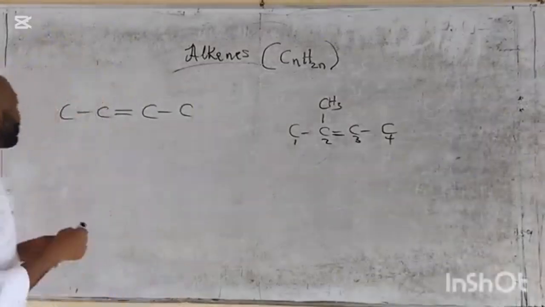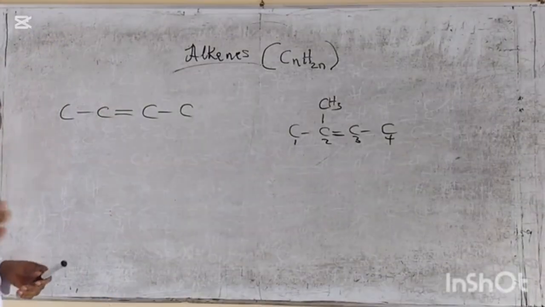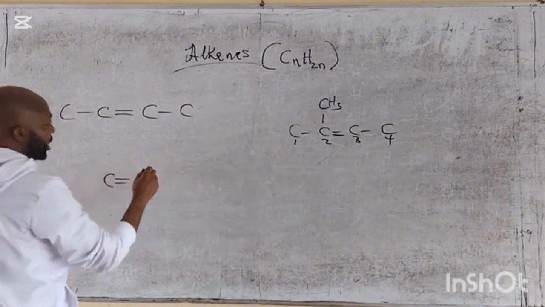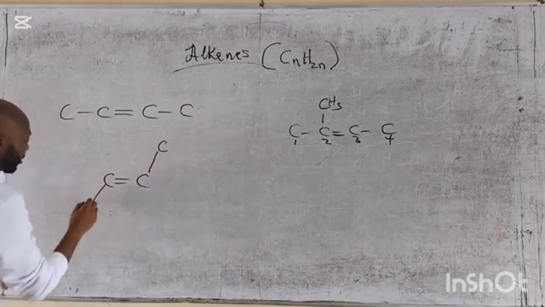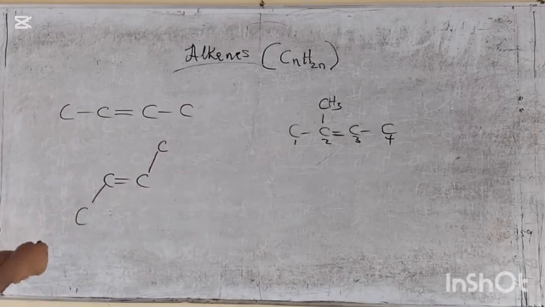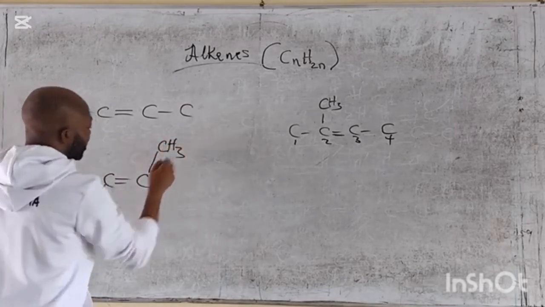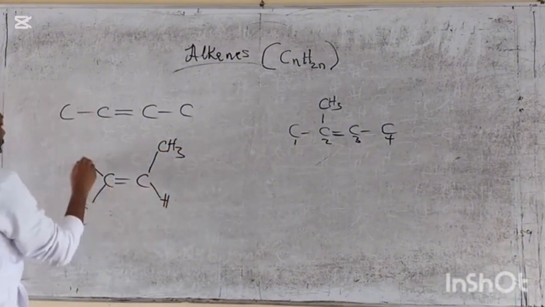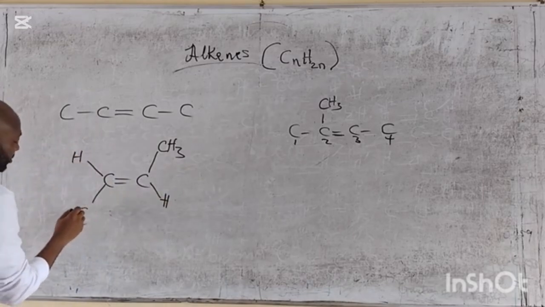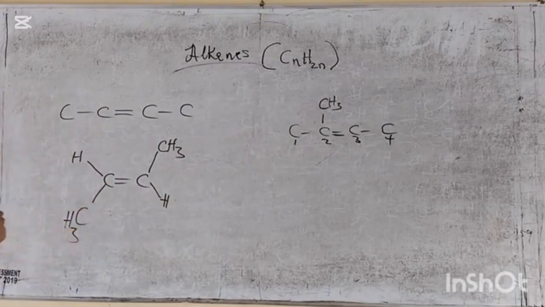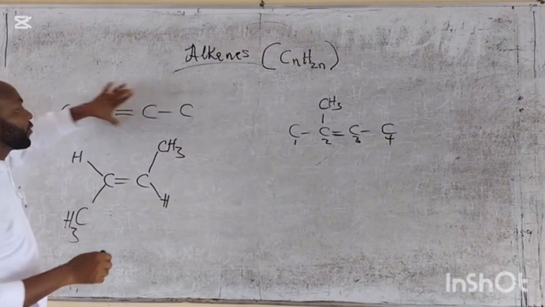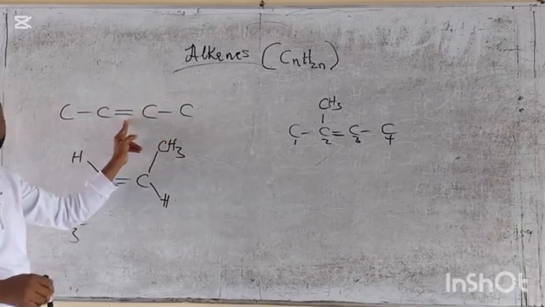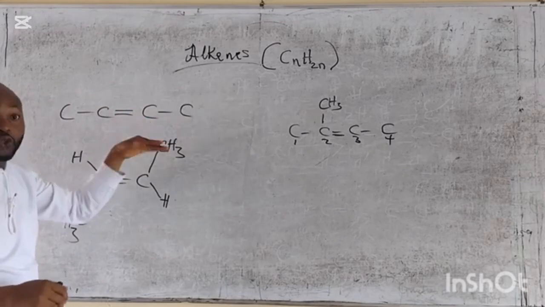Let me take this, for example. If I want to write this in terms of geometric isomerism, I have my double bond here. These two carbon atoms are having that. I have this and I have this. Now, remember this is CH3. This is 1, 2, 3. One hydrogen here, one hydrogen here. And this is my CH3 here. Now, what is the official name for this? This is 2-butene, because the double bond is on the second carbon atom. So it's 2-butene.